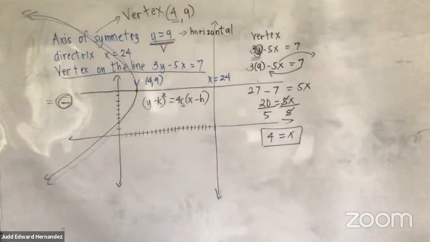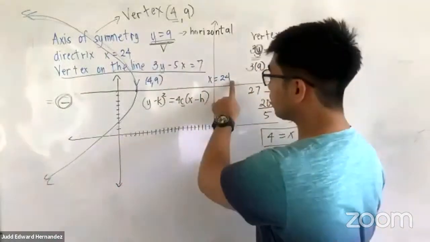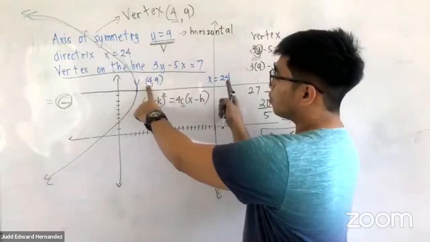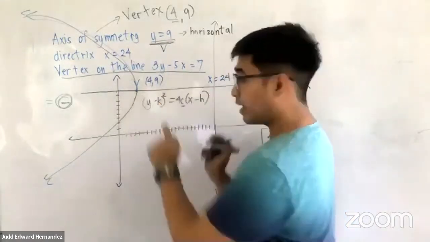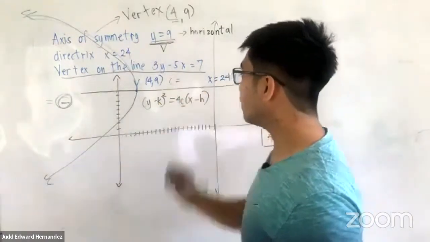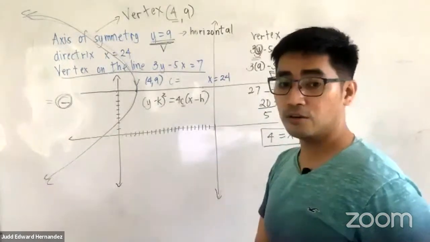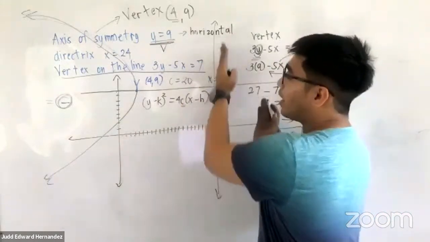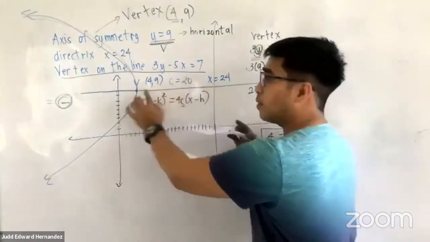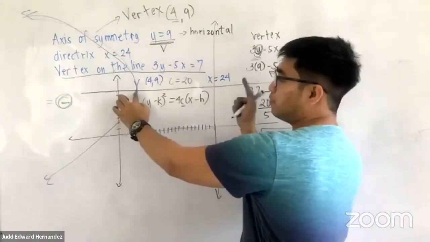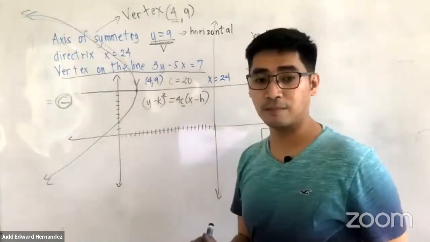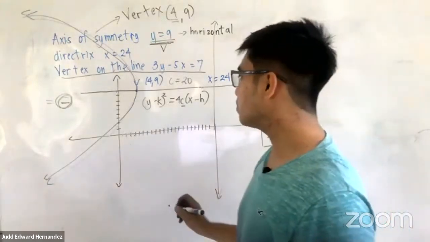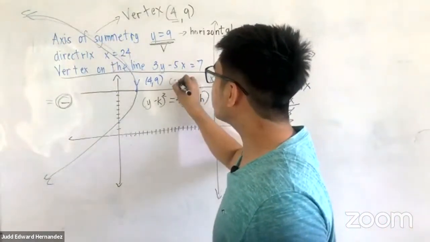Ano yung gagawin natin? Binigyan ka na nga, x is equal to 24. Vertex is located at 4, 9. Ibig sabihin, 24 minus 4, that is the value of c. And what is the value of c? c is equal to 20. Maliwanag kung bakit naging 20. Mula kay directrix, kung maliwa ka papunta kay vertex, dapat 24 minus 4. And 24 minus 4 is 20. Pero hindi natin pwedeng gamitin si 20.